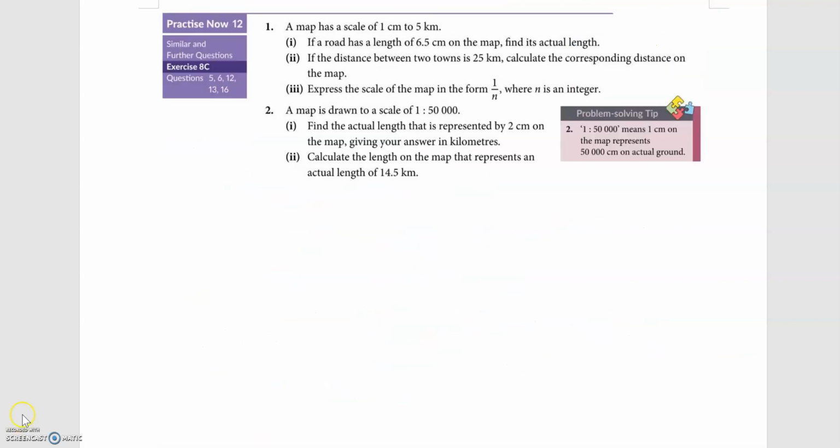I'll now go on to the second question. The map is drawn to a scale of 1 is to 50,000. So we need to find the actual length represented by 2 cm on the map, giving my answer in kilometers. Now for this question, the map scale given is actually quite large. A reminder here, 1 is to 50,000 means 1 cm on the map represents 50,000 cm on actual ground. Now the question wants us to find the actual length that is represented by 2 cm on the map and to give our answer in kilometers.